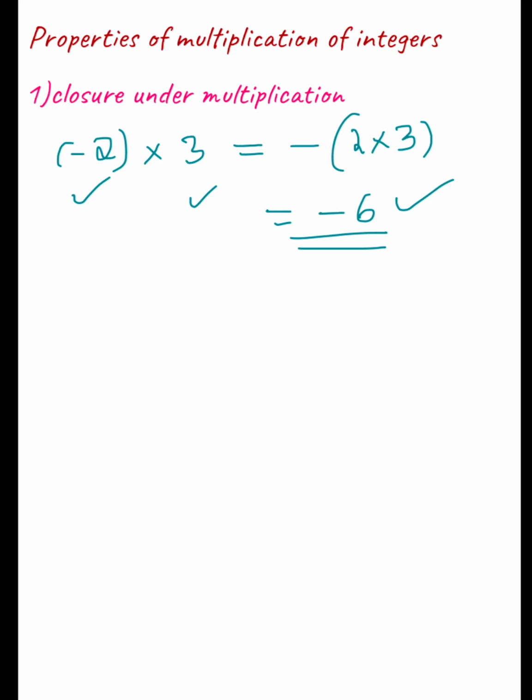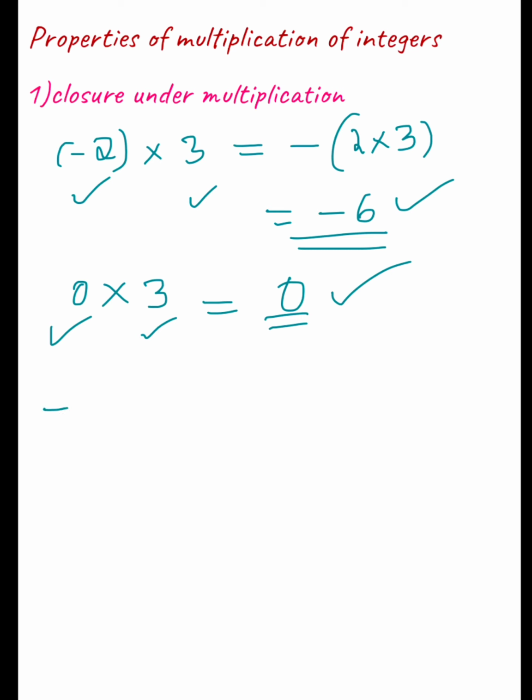is also an integer. Now let's take another example. Say let's take 0 and 3. What is 0 into 3? It is 0. So here 0 is an integer, 3 is an integer, and the product that we got after multiplying 0 into 3, which is 0, is also an integer. So integers are closed under multiplication.